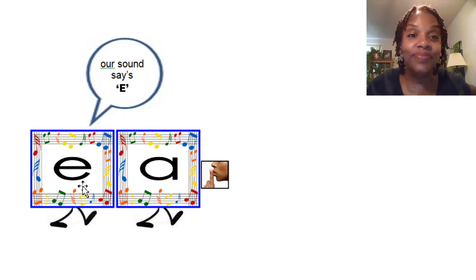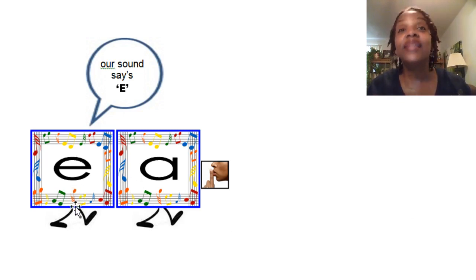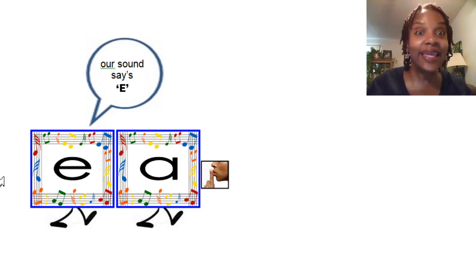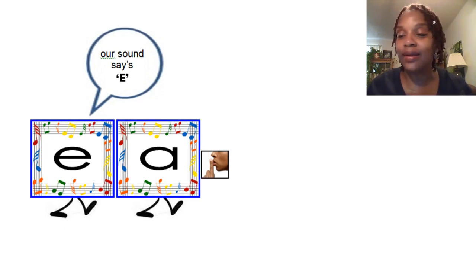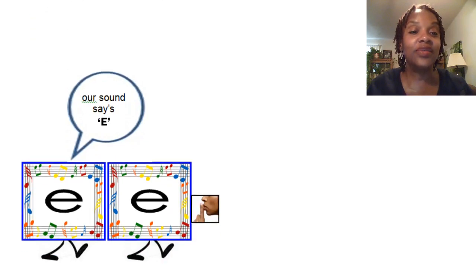The letter E. And what does it say? Its letter name, not its letter sound. So when two vowels walk, only the first one gets to talk. And in this partner, our sound says E. Good job. All right. Let's try another one.